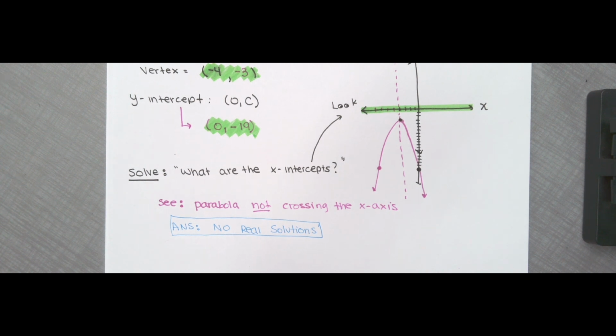Does anyone have any questions why it's no real solutions? Any questions on how to graph a quadratic? Again, this is from our previous unit. Are we good? Anyone need more time? Going once? Going twice? Okay, let's do another one.